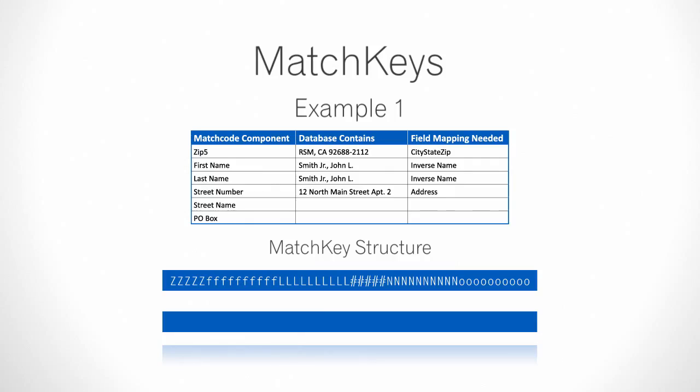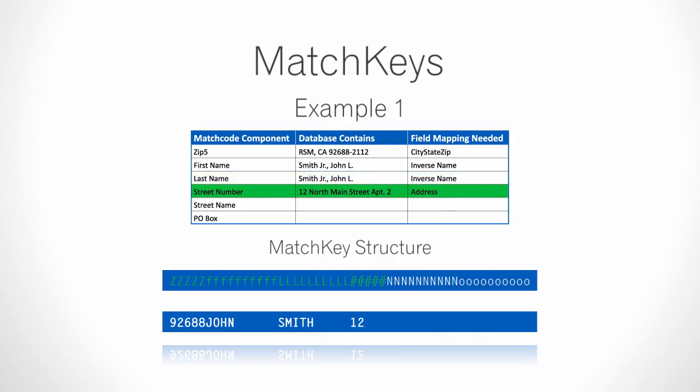So with example 1, in the first column we have our match code component, in the second column we have the example contact, and in the third column, the type of field mapping needed for the match key. So we pull out the first 5 characters from zip5. Then we pull the only 4 characters from first name. Then we pull the only 5 characters from last name. We have 2 characters from street number. Then we have 4 characters from street name. And then we have no characters for PO box. So this is our match key for example 1, including the spaces.